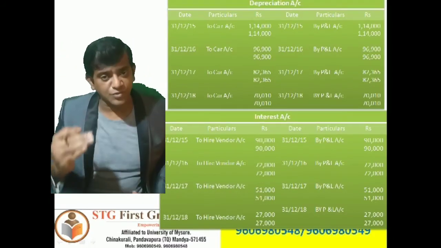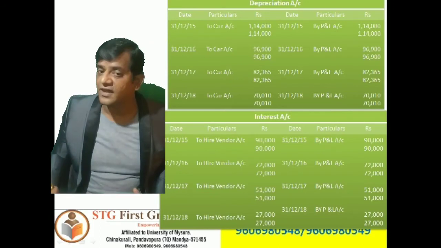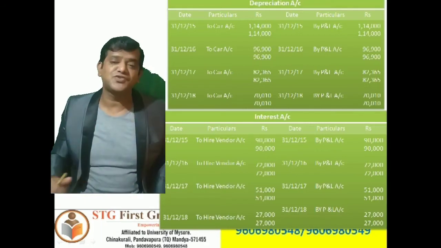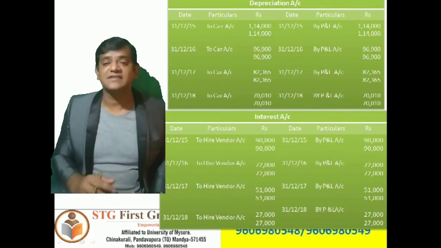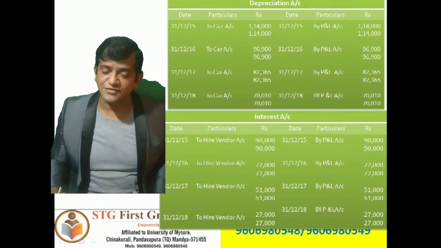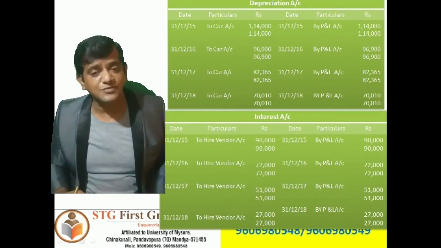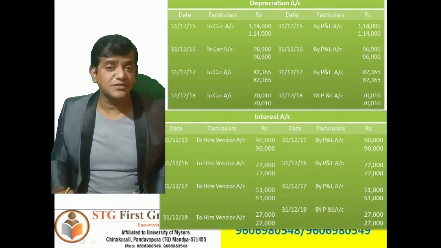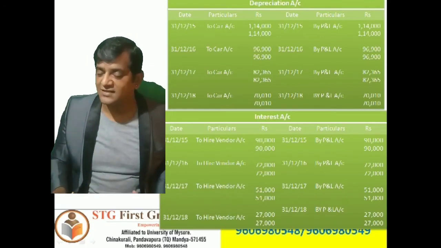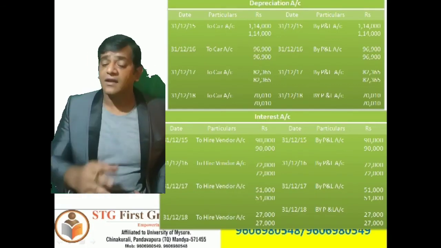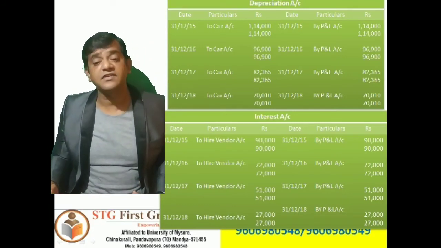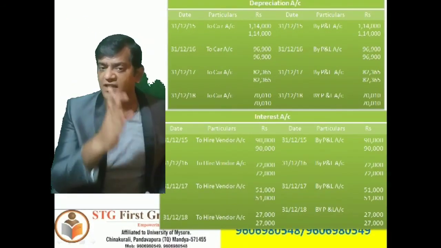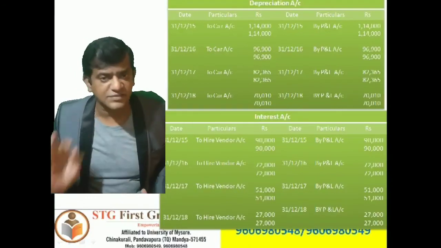So you have to do this for all the consecutive years. So let us move further. 31st 12 2016 to car account 96,900. 31st 12 2016 by P&L account 96,900. 31st 12 2017 to car account 82,365. 31st 12 2017 by P&L account 82,365. 31st 12 2018 to car account 70,010. 31st 12 2018 by P&L account 70,010. So this calculation we have already done, we are just copying it from the credit side to the debit side to P&L account. So that is the depreciation account.